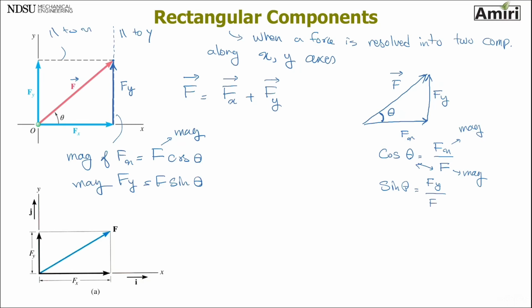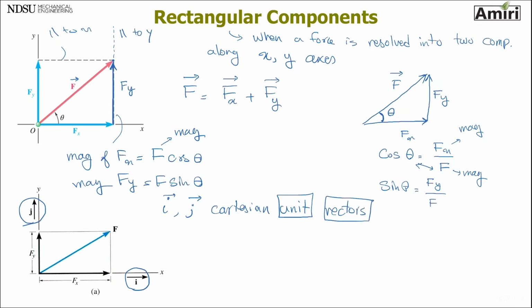Now we are going to use something called unit vectors. This I and J that you're seeing, I and J are called Cartesian unit vectors.